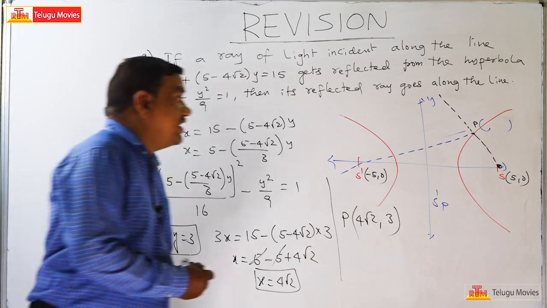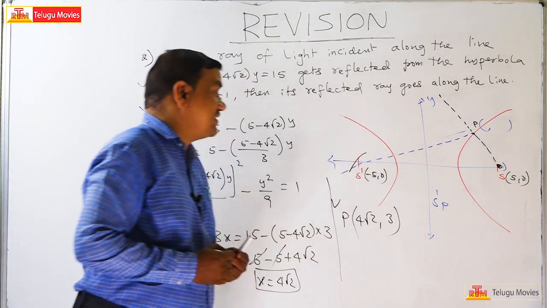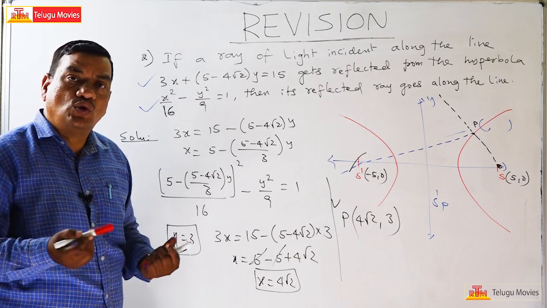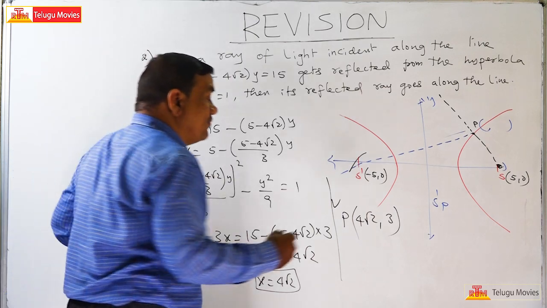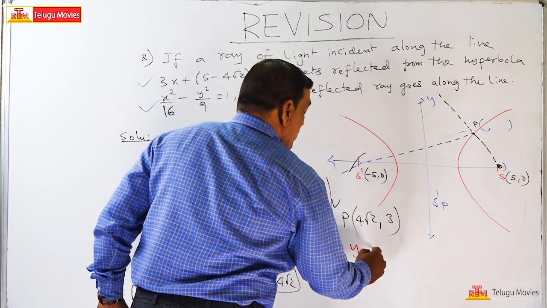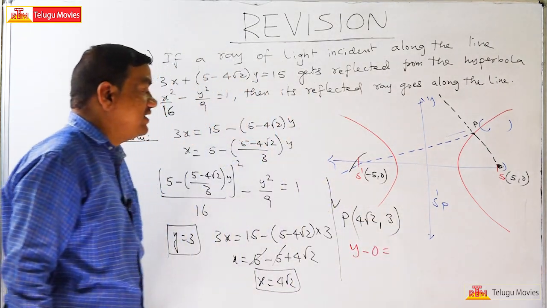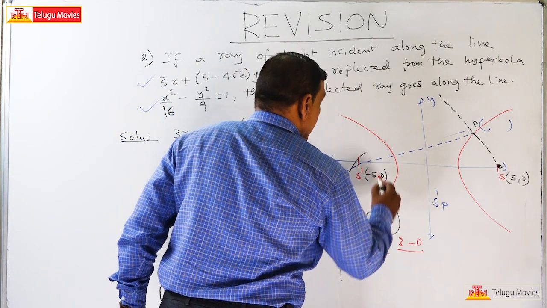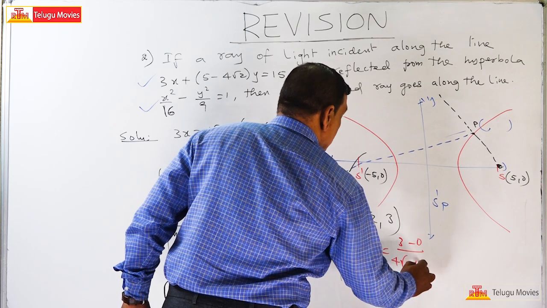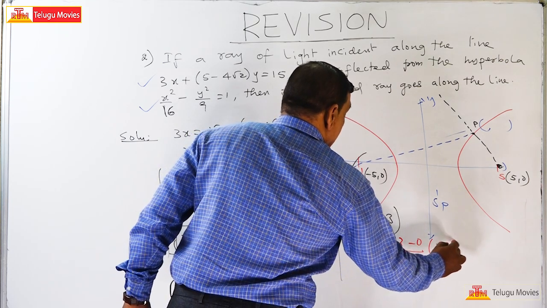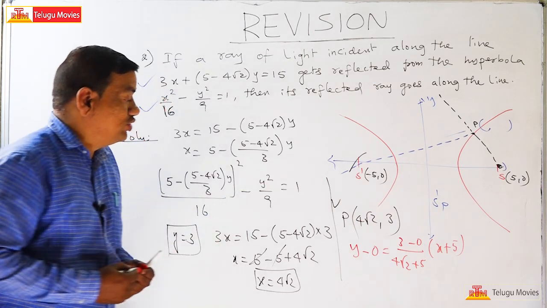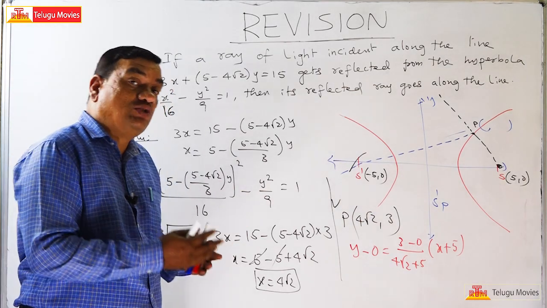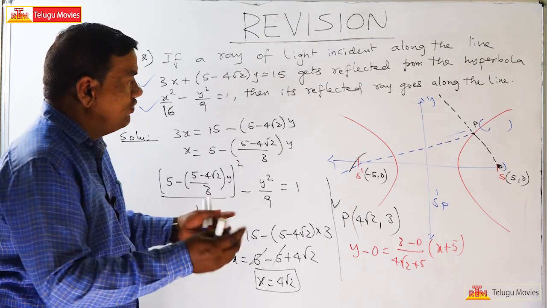Right. You know the coordinates of P and the coordinates of S. You apply the equation of the reflected ray in two-point form. What is the two-point form? y minus y1 is equal to y2 minus y1 by x2 minus x1 into x minus x1, that is 3 minus 0 by 4 root 2 plus 5 into x minus x1. Okay now, let us do the cross multiplication and put it in the general form, that is ax plus by plus c is equal to 0 form. You will get the answer.